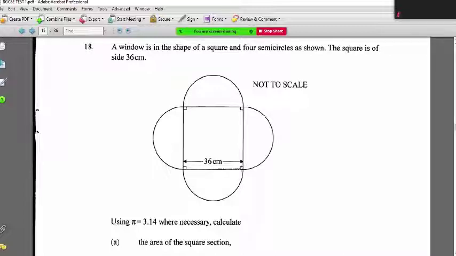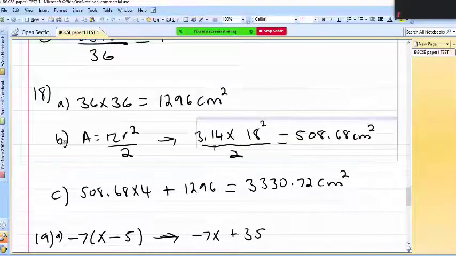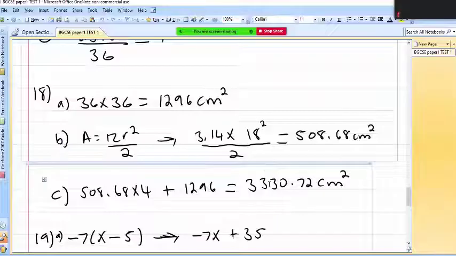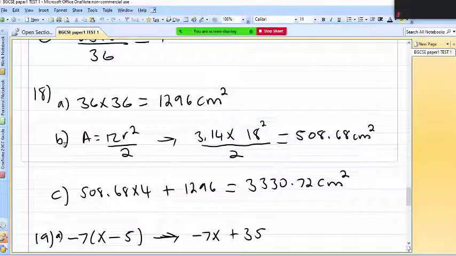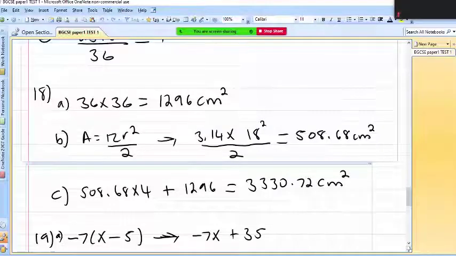And that's what we use to calculate the area. We use the radius, not the diameter. That's why I divide that by 2. So therefore I get 3.14 times 18 squared divided by 2, and that will give you that. Okay, that's just one semicircle.